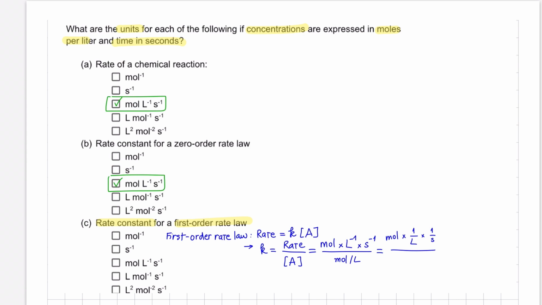So moles times liter to negative 1 times seconds to negative 1 can be rewritten as moles times 1 over liters times 1 over seconds. And similarly, moles over liter can be rewritten as moles times 1 over liters, like that. So once we're here, we know that we can cross out the moles, and we know we can cross out the 1 over liters like that, and we end up with just 1 over second as the unit of K. And again, 1 over second can be rewritten as seconds to negative 1 like that. So the answer for part C is going to be the second option right here.